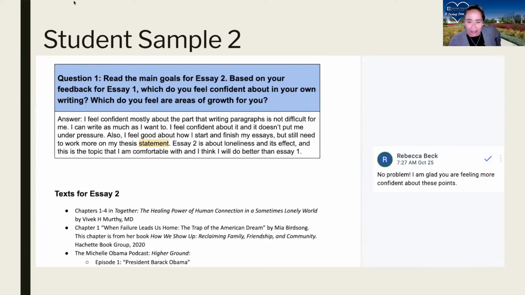This one, again, it's a metacognitive little answer. The student is going off about what she feels good about, right? I feel confident about my paragraphs. I feel confident to write under pressure. And I need more support with my thesis statement. And so again, I'm kind of going back to them and saying, I'm happy, I'm glad you're feeling confident. So just a little bit of that guide on the side, you know, the writing coach, I agree with you.